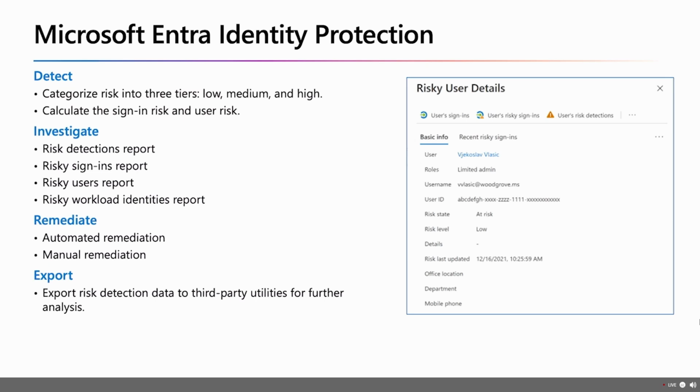After this phase, we have the remediate phase. In this phase, organizations can enable automated remediation using their risk policies, or manual remediation, where an administrator must manually review the identity risks in the report. You can finally move to the export phase, where data from identity protection can be exported to other tools for archive, further investigation, and correlation.